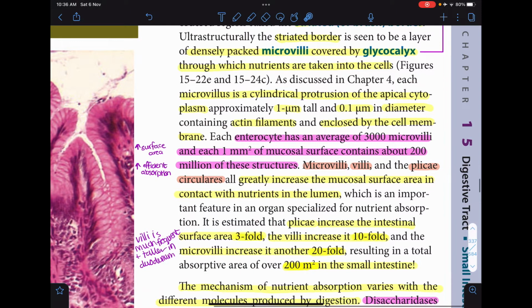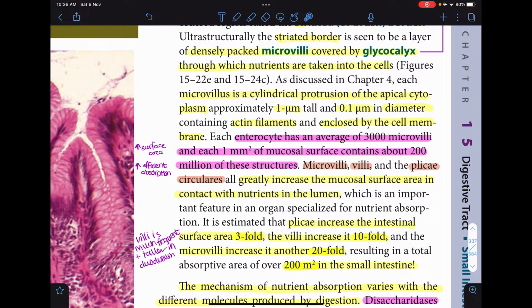Each enterocyte has an average of 3,000 microvilli and each 1 millimeter square of mucosal surface area contains about 200 million of these structures. So as you can see, they greatly cover the mucosa and the small intestine in general, and they increase the surface area greatly.